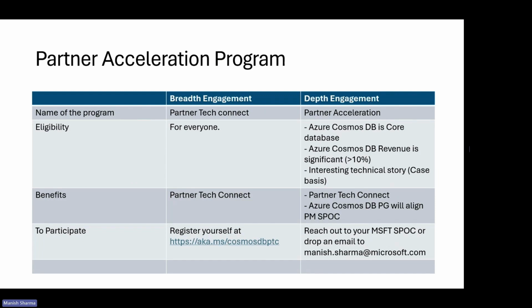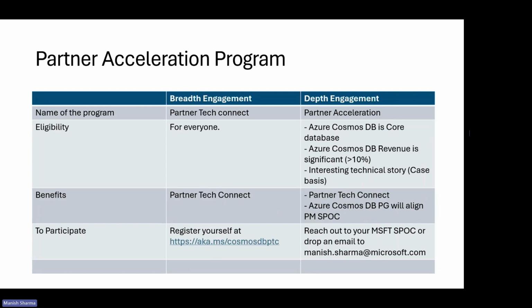The partner acceleration program is basically divided into two different engagement types. The first engagement is the breadth engagement, where Partner Tech Connect is the only motion. And Partner Tech Connect has many things in the buffet.